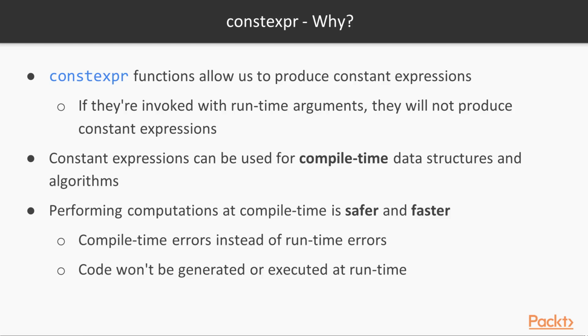There are some reasons for that, but the main ones are: compile time errors will be produced instead of runtime errors. This allows you to catch behavior that's incorrect during the compilation process and not when your program is deployed. And code will not be generated or executed at runtime. The compiler will have a chance to compute the results of your functions at compile time and possibly aggressively inline those results in order to produce a faster and smaller binary.